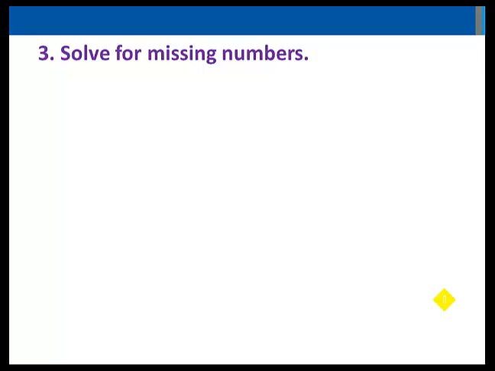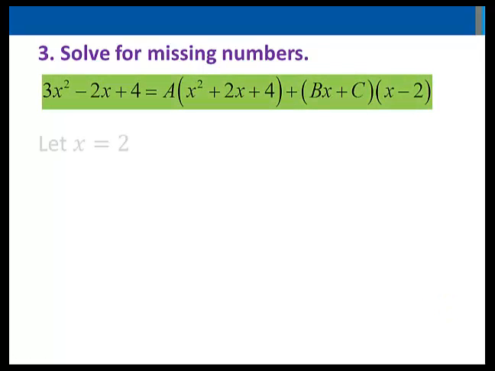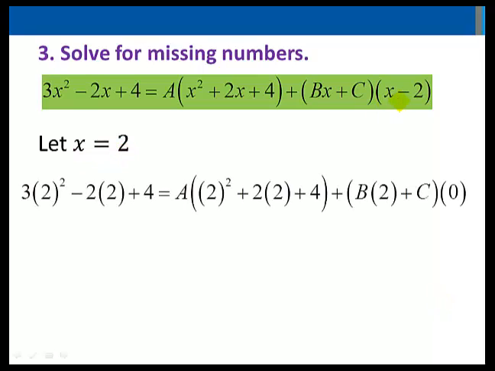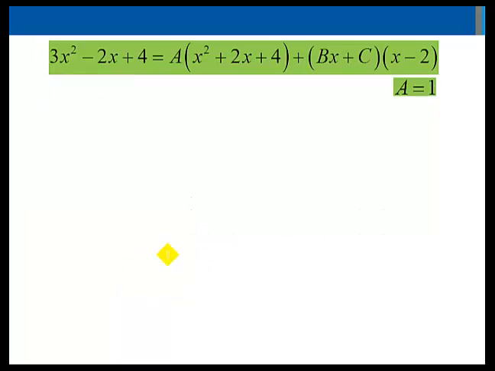Let's solve for the missing numbers for a, b, and c. Starting with a, we'll let x be equal to 2, and the result is 3 times 2 squared minus 2 times 2 plus 4 equals a times 2 squared plus 2 times 2 plus 4 plus b times 2 plus c times 0. We then have 12 equals a times 12 after simplifying, and the result is a equals 1 is our first solution here. We then will go on to solve for b and c.